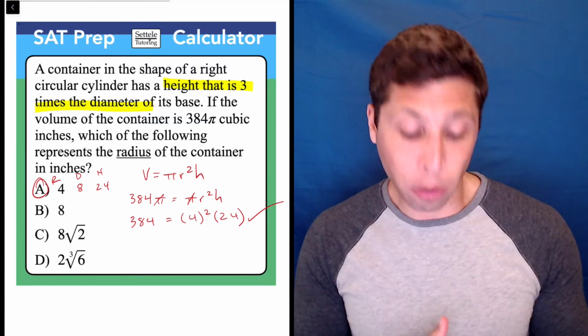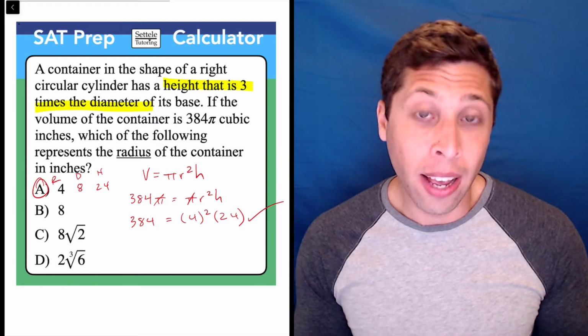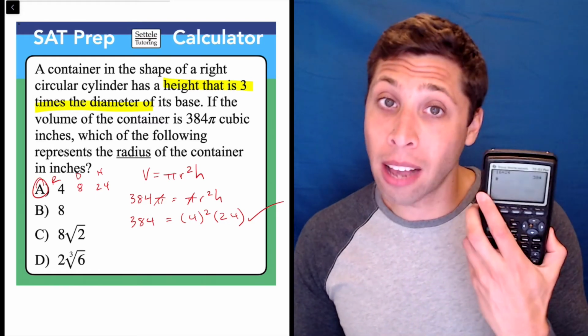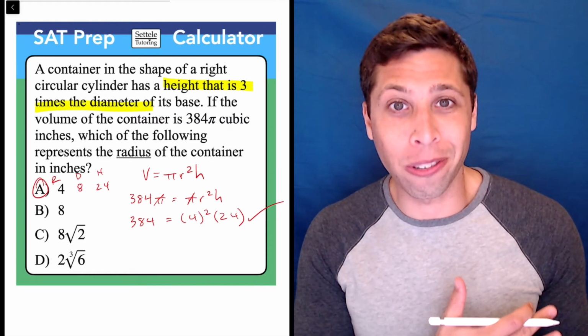If we had tried choice B first, it would have been too big, so we would have known to go with choice A anyway. So choices C and D would be the last things I would check. It's possible that they're right, and with the calculator we can deal with the radical pretty easily, but I would try to avoid those things for as long as possible.